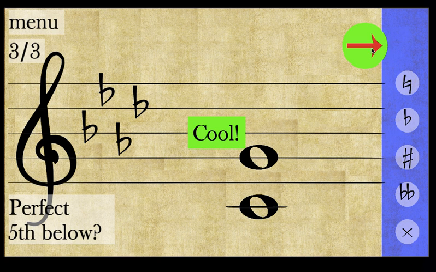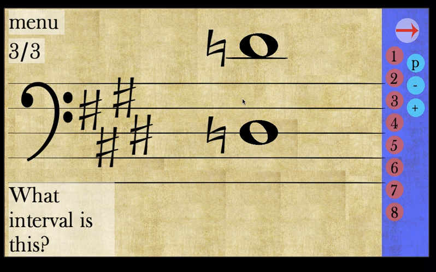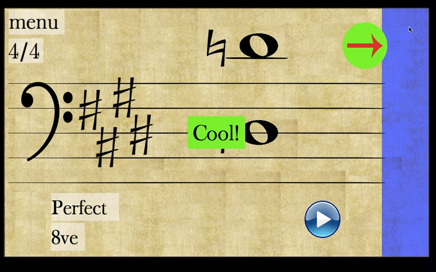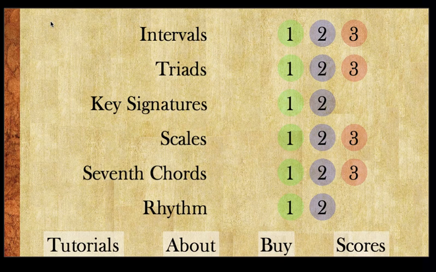So let's submit that. Now, this is the third question type where you're given two notes. In this case, we got two D naturals. And then we just need to identify that. So that, again, is going to be perfect, and it's an octave, so we click the 8 and submit. And with this question type, it gives you a play button, so if you want to hear the interval, you can. Let's have a look at level 2.